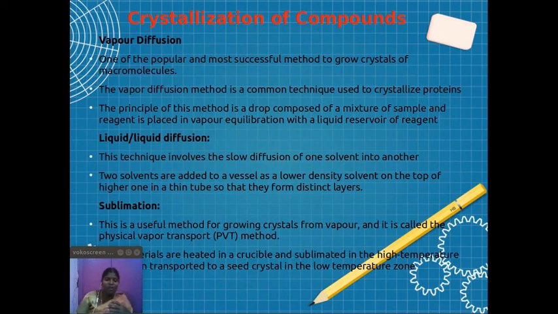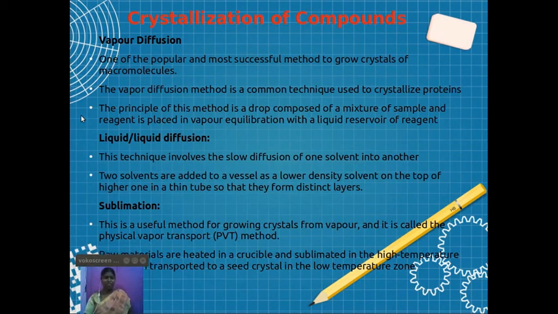The solvent from the high concentration side diffuses through the layer between the two solvents, from the high density side to the low density side. Due to this diffusion, the crystal is deposited at the bottom of the tube. So this method is called the liquid diffusion method.